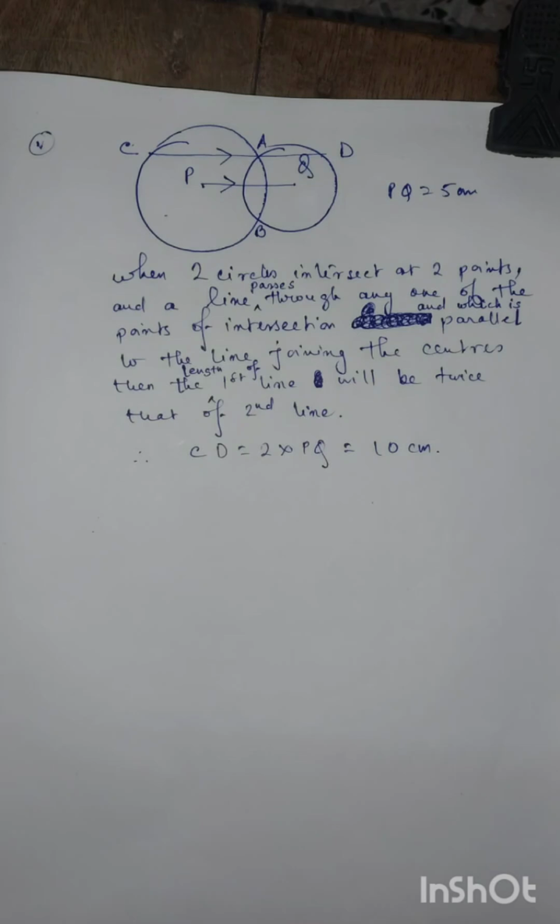So our chapter, theorems related to circle, is completed. In our next video we are going to start the chapter rectangular parallelopipeds or cuboids. We are going to solve that chapter.